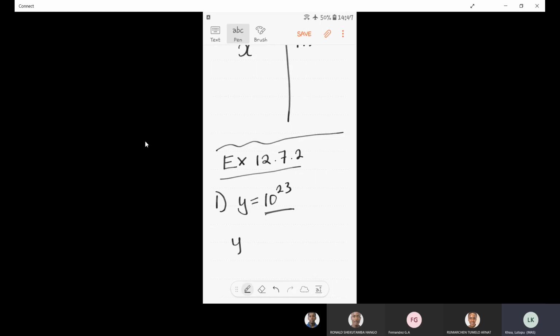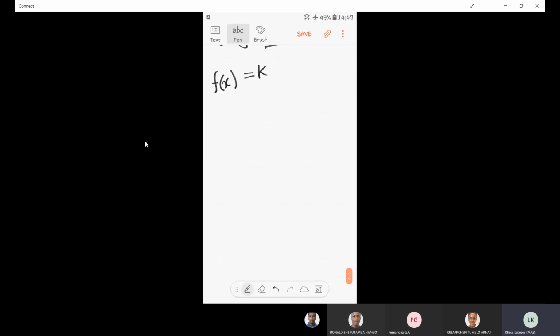So we have something like this, let me write f of x. f of x is equal to k. It's a constant, so it's like a horizontal line. So whatever you put into the function, you will always get k out. So if we want to find f prime of x, this is the limit as h goes to 0 of f of x plus h minus f of x over h.